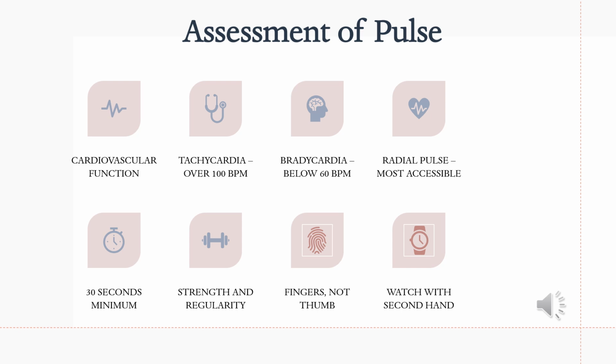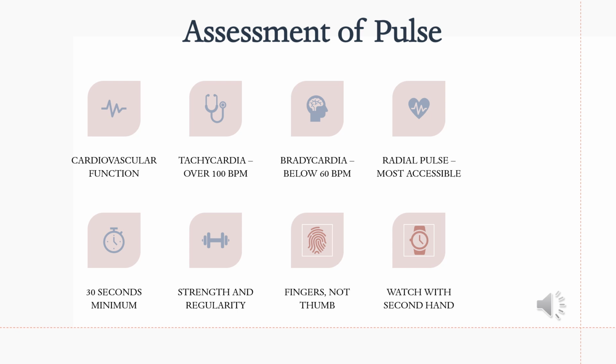2 different conditions exist: tachycardia, which is an abnormally rapid heart rate over 100 beats per minute, and bradycardia, an abnormally slow heart rate, which is at about 60 beats per minute. So pulse rate and heart rate are interchangeable terms. The radial pulse is usually the most accessible and can be taken most conveniently on an adult.